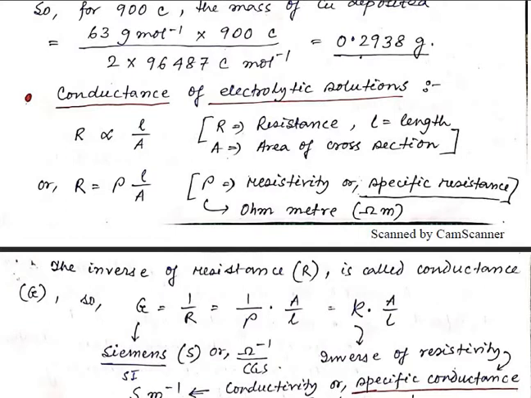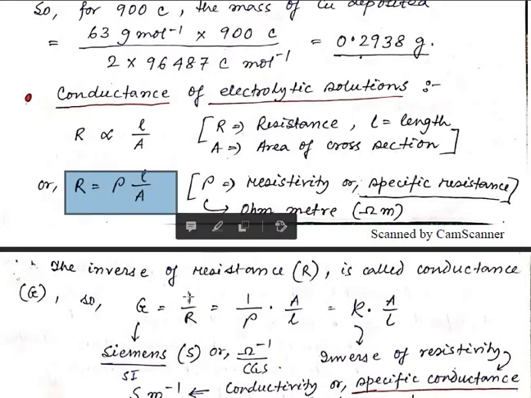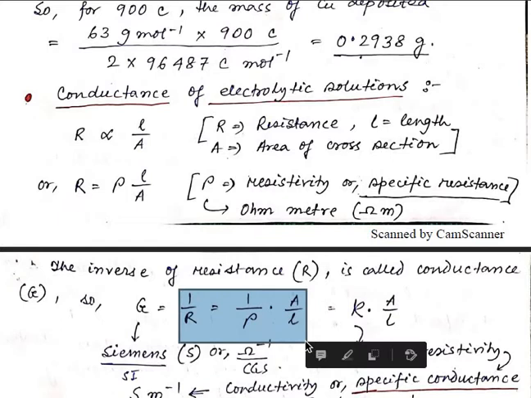Next, the inverse of the resistance, that is actually called the conductance. What is conductance? Conductance is the inverse of the resistance. So if I write the mathematical expression, that is R is equal to rho into L by A, in its reverse order, then we will get 1 by R is equal to 1 by rho into A by L. And here 1 by R, that is actually our G, that is our conductance.